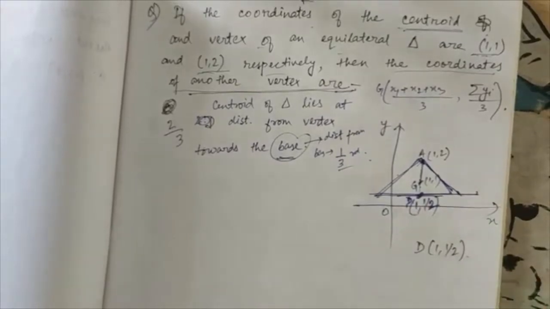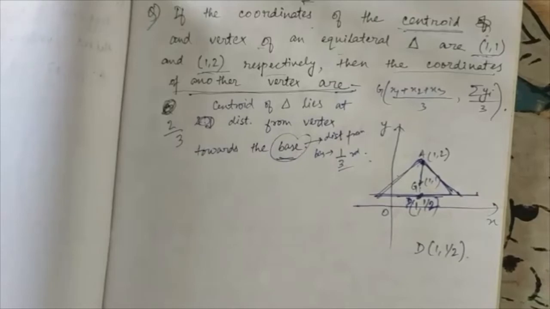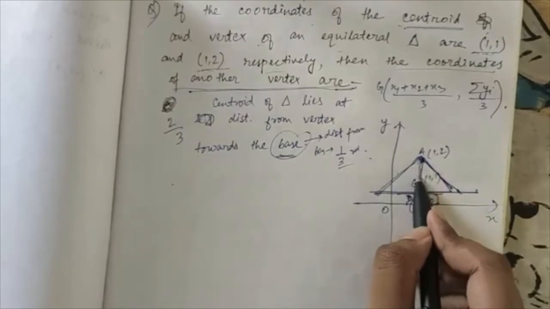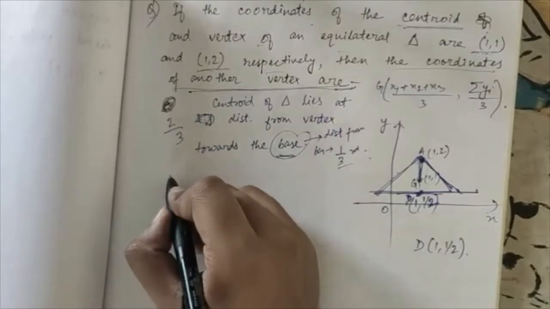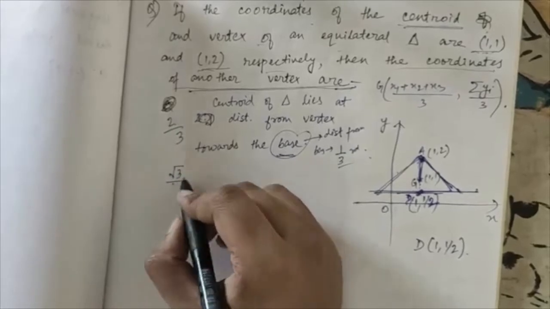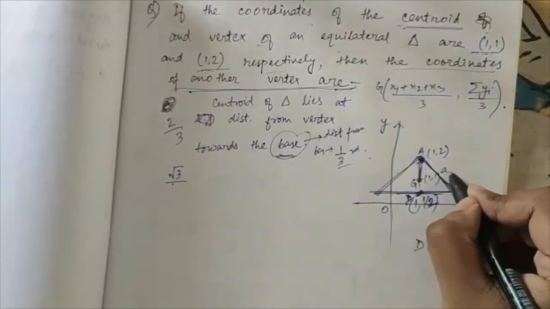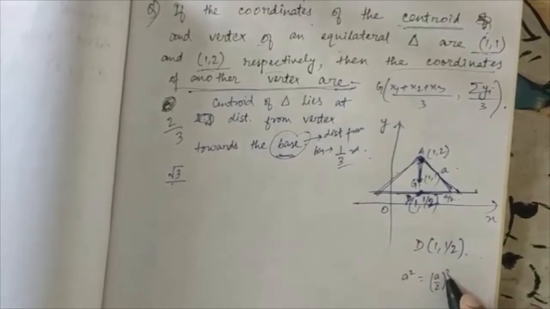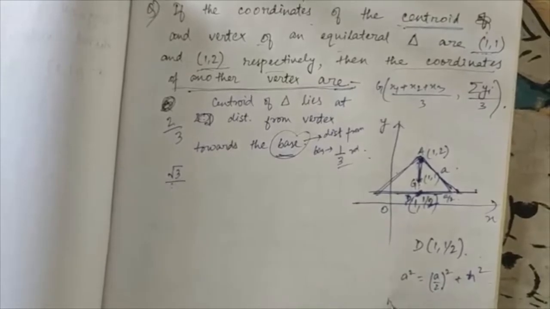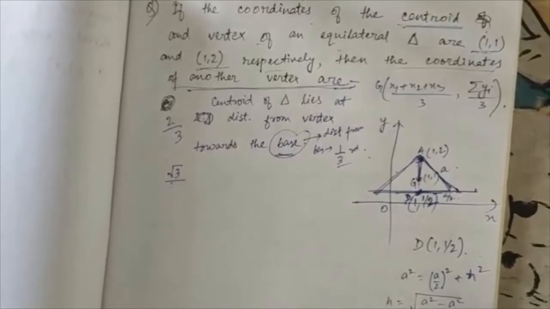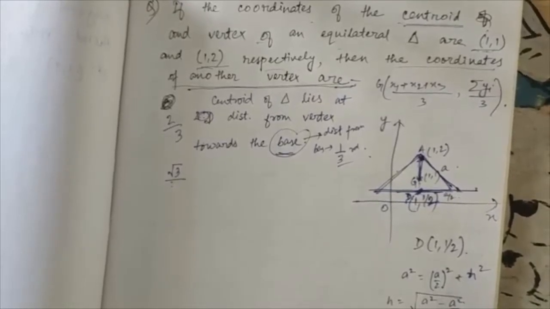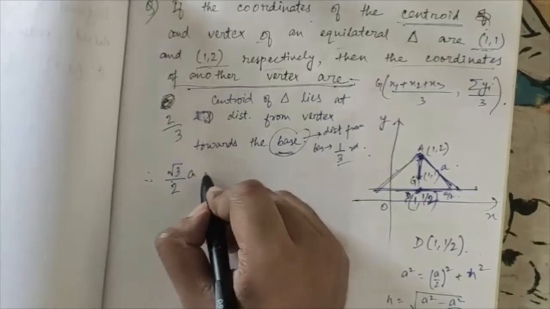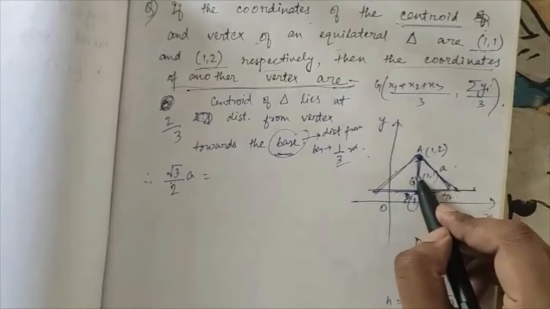Because the distance between point A and the centroid is 1. So it will be half less, to make it a 2/3 distance and 1/3 distance, in a 2:1 ratio. Let's take the side length of the triangle as a. All three sides have equal lengths. So point D has coordinates (1, half). Now from triangle ADC, consider the Pythagoras theorem. It will be a square equal to (a by 2) square plus h square, where h is the length of AD. So by solving we will get h equal to root 3 a by 2. Now root 3 a by 2 is equal to 3 by 2. What is 3 by 2? That is the distance AD.